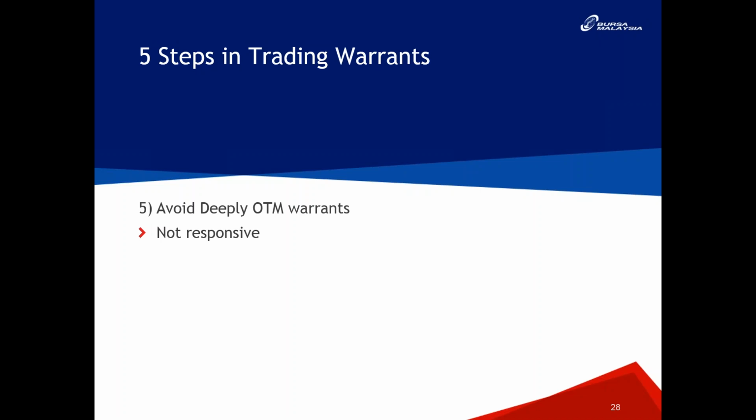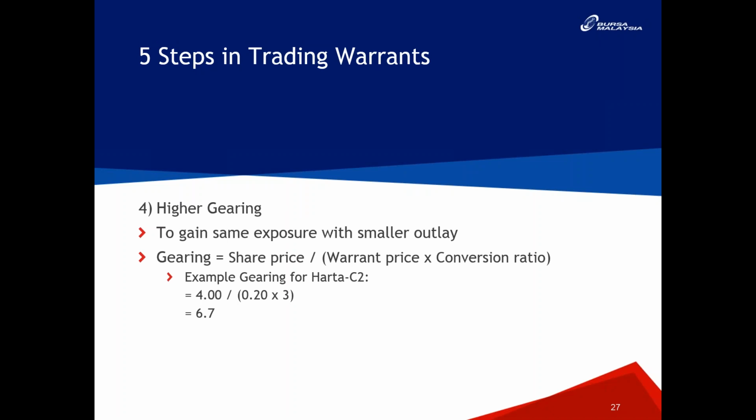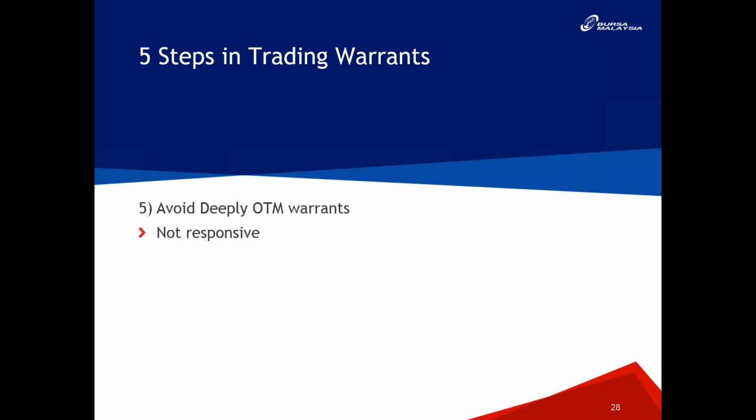And the not responsive warrants is normally a warrant that is deeply out of the money. So we don't have to really zoom in on delta itself, but you can avoid having a warrant that is non-responsive by avoiding warrant that is deeply out of the money. Right. So as you can see, the number 4, choosing a warrant with higher gearing, and number 5 here, avoiding deeply out of the money warrant.